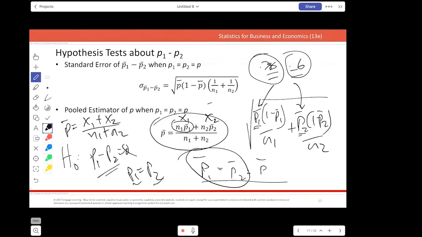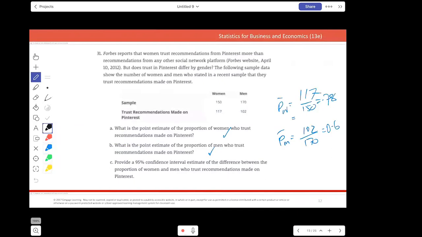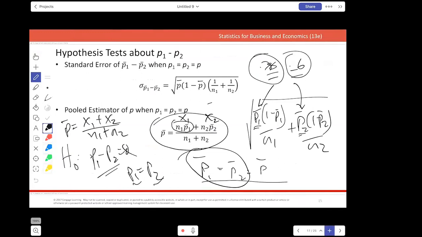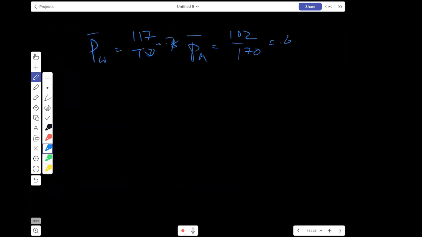So for example, I believe if we go back to our example right here with the proportions, it was women and men, 117 and 102. So if I use that formula, P bar women was 117 over 150. P bar men was equal to 102 over 170. And that was 0.6 and that was 0.78. So as you can see, those two things are not the same. So how can we create a single estimate?